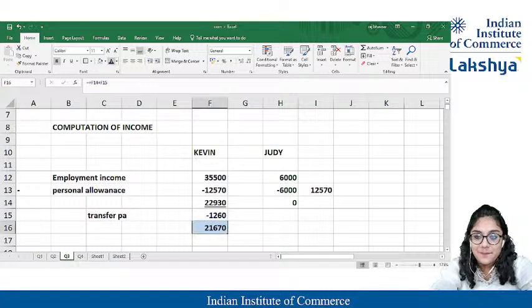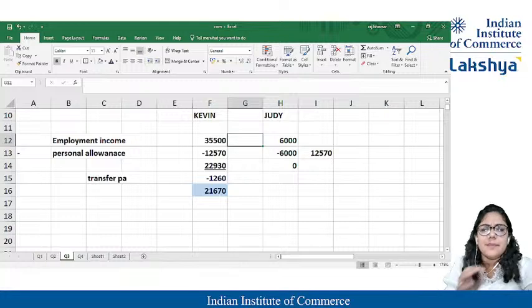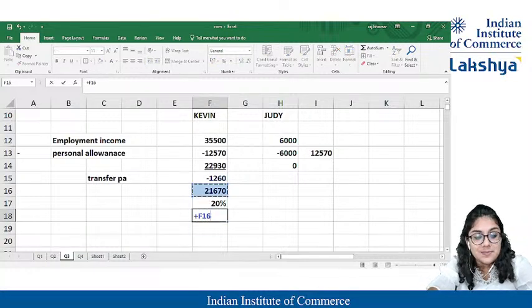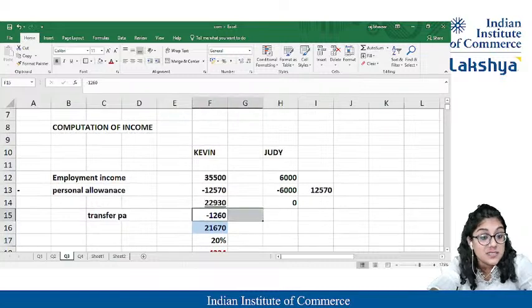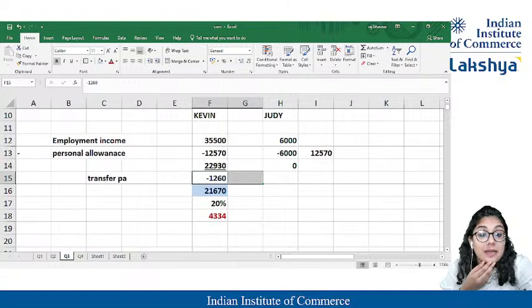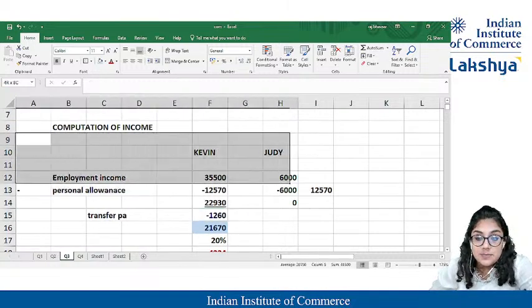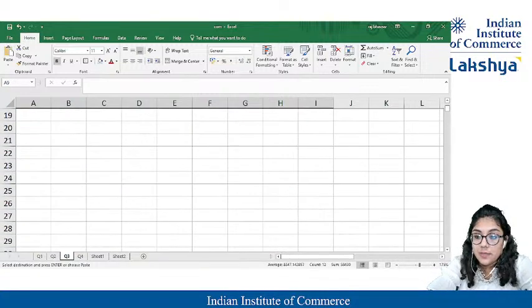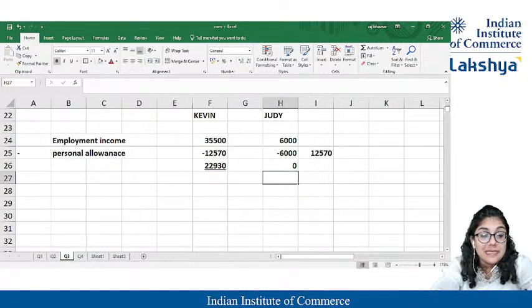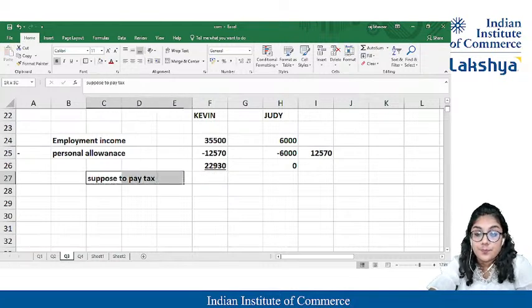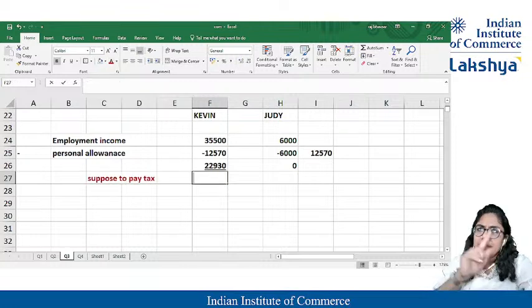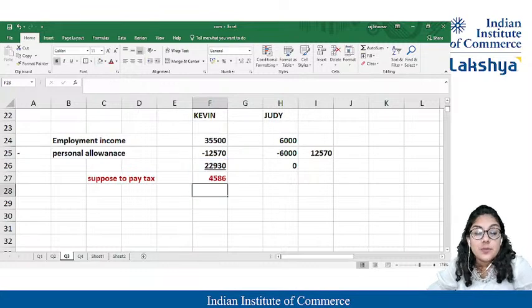So what will be his tax liability? His income is not beyond 37,700. He is a normal taxpayer, so 20%. He is liable to pay this much tax, 4,334. But students, in the examination we are not supposed to do it in this fashion, minus 1,260. This is for our reference, 4,334. In the examination, I have to copy till here and show it like this. This is his income. What was his liability to pay the tax? First slab only, so he was supposed to pay 20%. So he was supposed to pay this much tax.